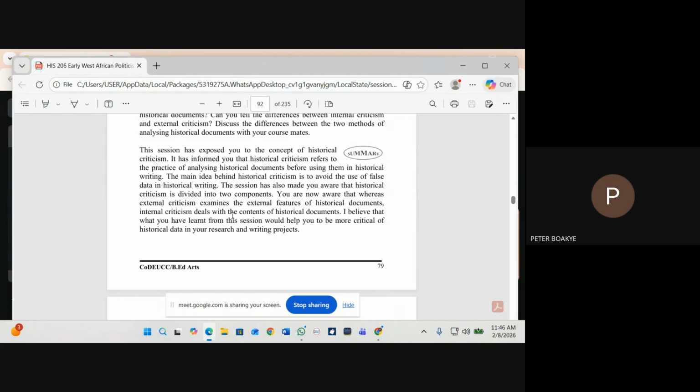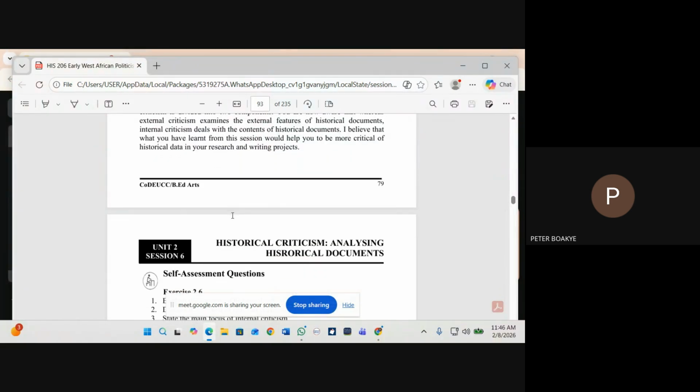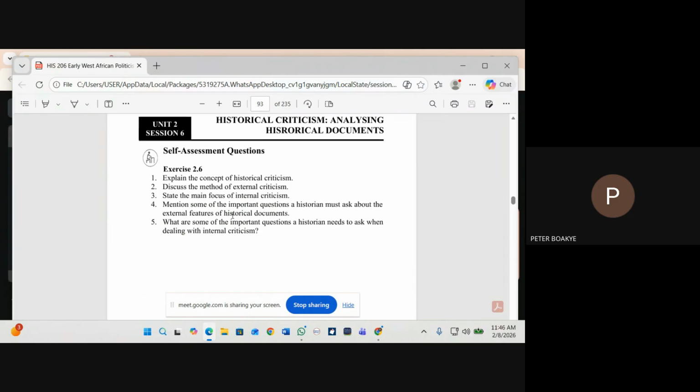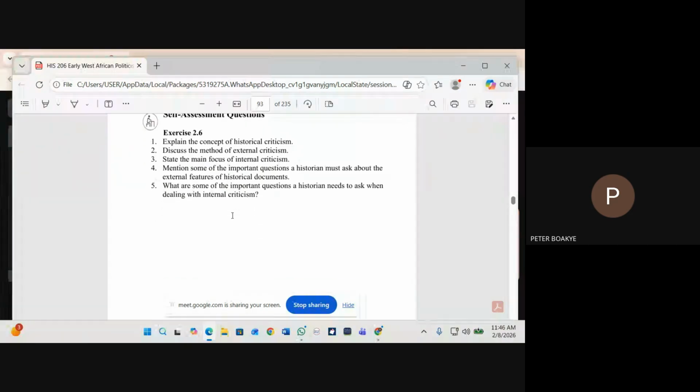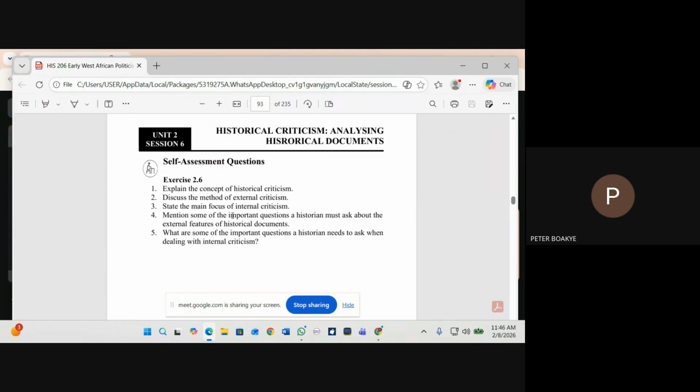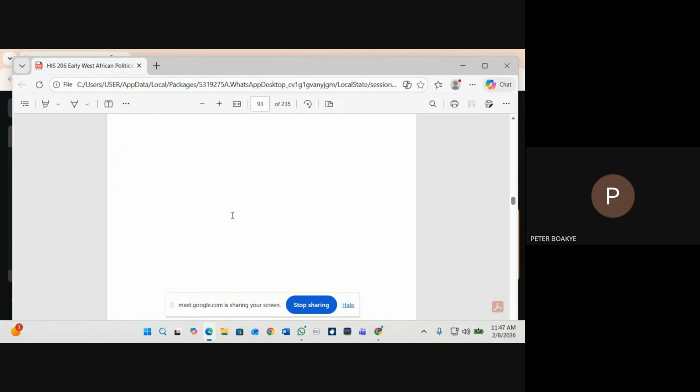criticism deals with the content of historical documents. I believe that what you have learned from this session will help you to be more critical of historical data in your research and writing projects or in your study of African history. There are some self-assessment questions here, that is exercise 2.6, that in your own free time, when you are going over the units and the sessions again, you try your hands on them. And at this juncture, I will pause here.